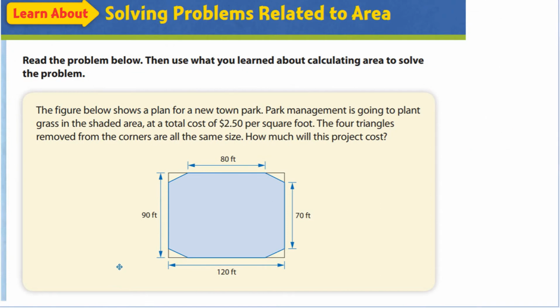Now we have a little bit more of a challenging problem. It makes you think a little bit. Alright, it says here, read the problem below, then use what you learned about calculating area to solve the problem. The figure below shows a plan for a new town park. Park management is going to plant grass in the shaded area at a total cost of $2.50 per square foot. As you can see, it says the 4 triangles removed from the corners are all the same size. There's the triangles that are removed from the corner. How much will this project cost?